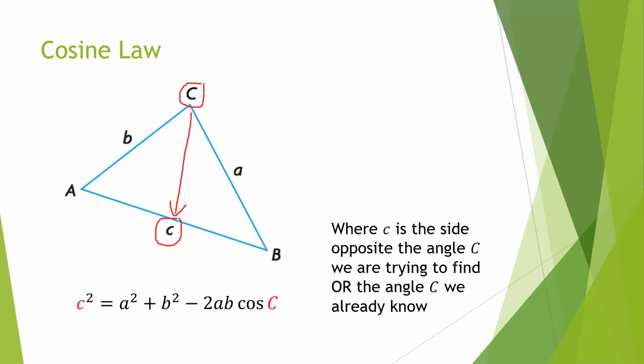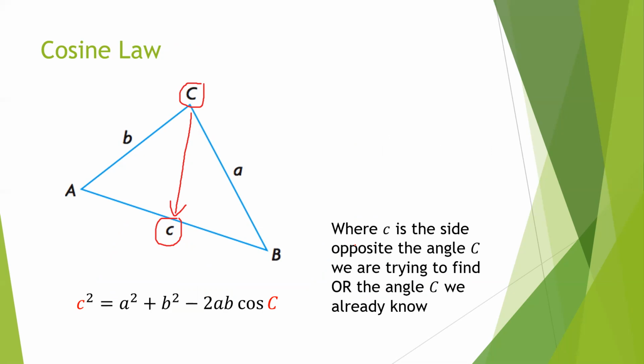So for cosine law, what we do is we first identify the corresponding angle and side that I like to call the special angle and the special side length you're looking at. It's not a formal name, it's just what I like to call it, kind of like the Aussie method. I look for the special angle and the special side in cosine law.